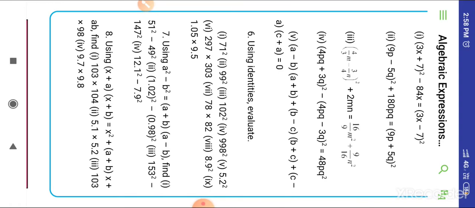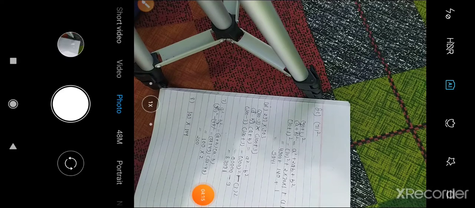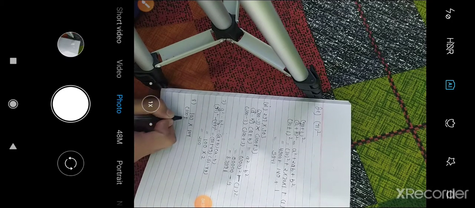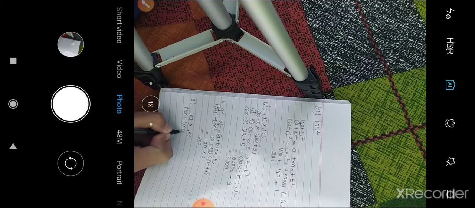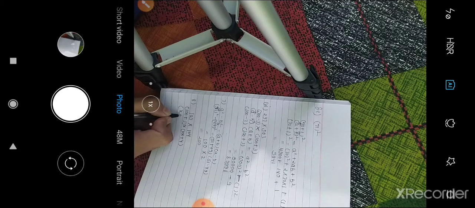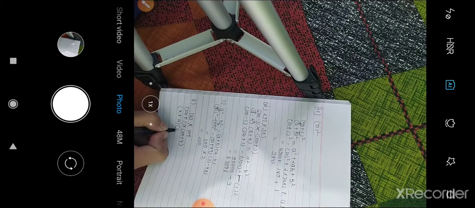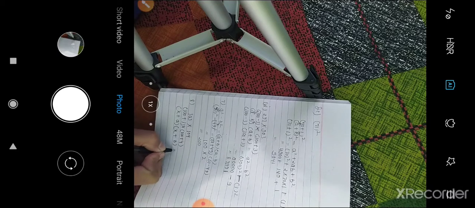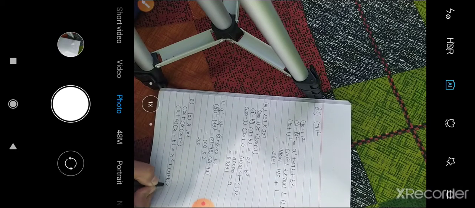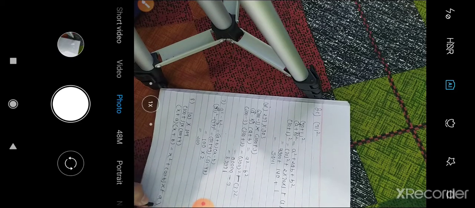b) multiplied by x plus ab. Find 103 multiplied by 104. For solving this question, first we will break it, and after breaking it we have 100 plus 3 and 100 plus 4. Now applying the identity (x plus a)(x plus b) is equal to x square plus (a plus b) multiplied by x plus a multiplied by b.